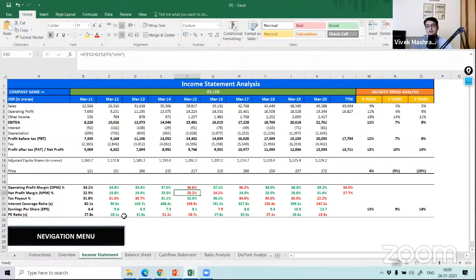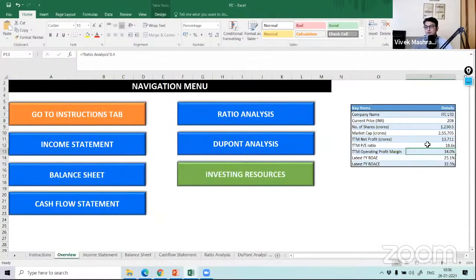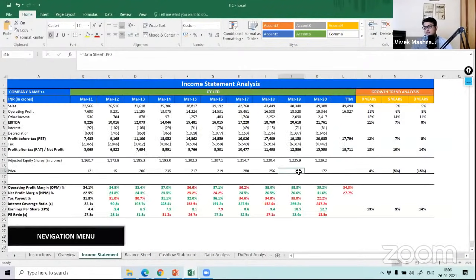What is happening to the PE ratio? PE ratio is constantly getting compressed, and now it is at probably a very low PE. And if you see even the TTM, it is 18 PE. So what comes next to your mind? Probably the market is discounting the future. Maybe the growth is going down. And this will answer that.